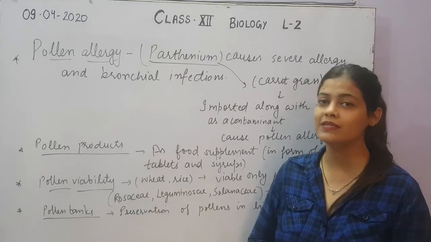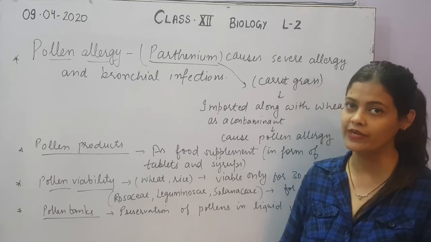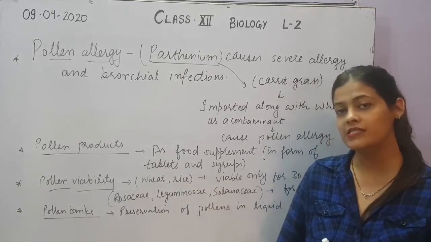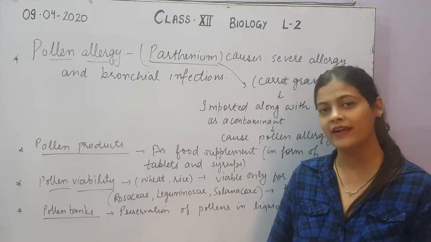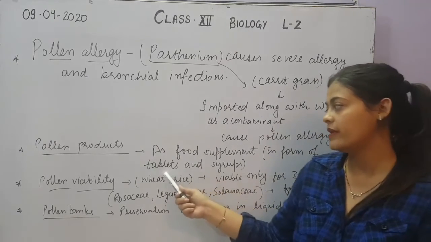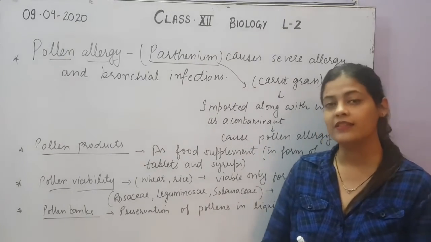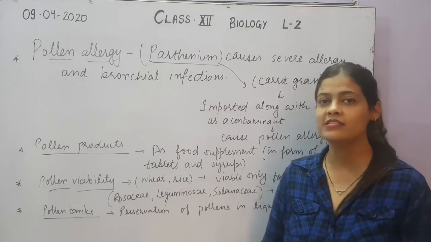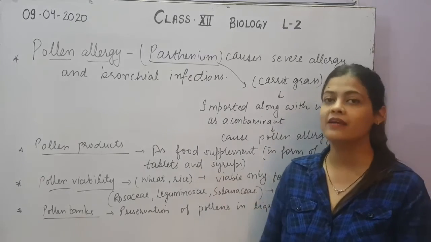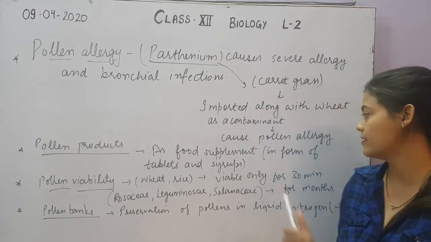Next one is pollen products. As you know, pollen grains are a good source of nutrients. They are rich in nutrients. So in some countries, pollen grains can be directly used as a food supplement in the form of tablets as well as syrups because they are highly nutritious. They can be taken by some athletes as a supplement for nutrients.